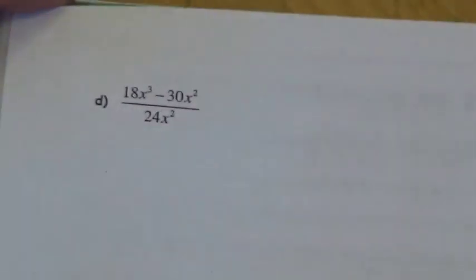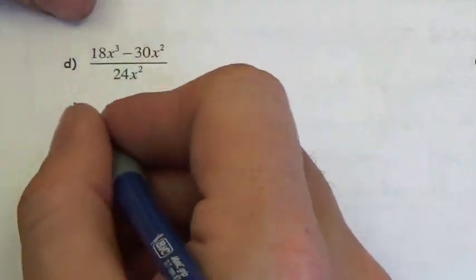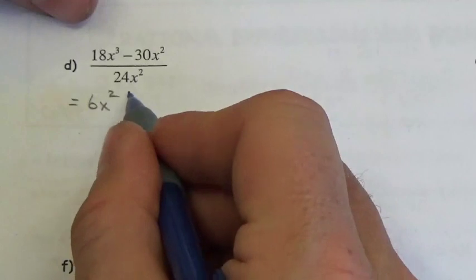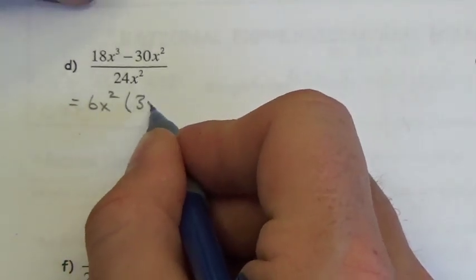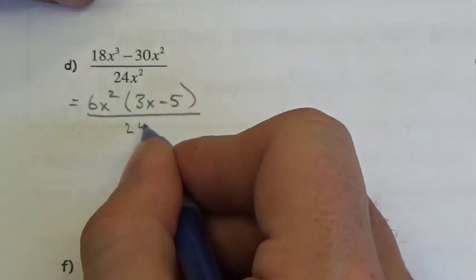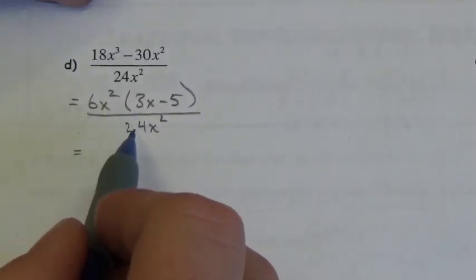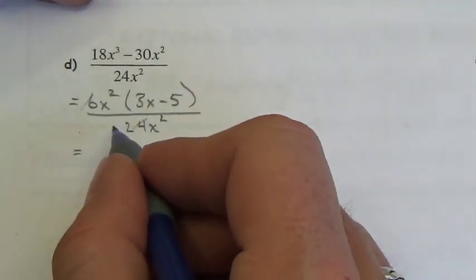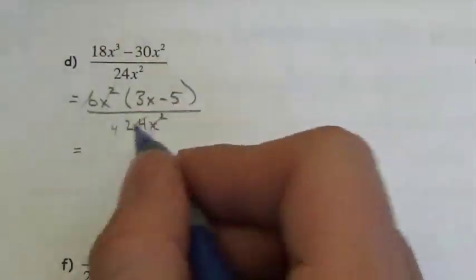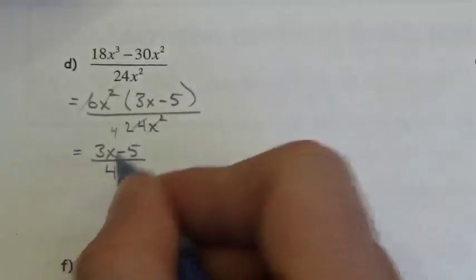All right, let's keep going here. 18, what do we got here? 18x cubed minus 30x squared. So there is a common factor of, let's say, 6x squared there, which will leave me with 3x minus 5 out of the numerator. The denominator is 24x squared. Now, between the 6 and the 24, the 6 is a common factor, so that will cancel, give me a 4 down here. Then the x squared completely cancels. X squared divided by x squared is going to be 1. So we're left with 3x minus 5 over 4.